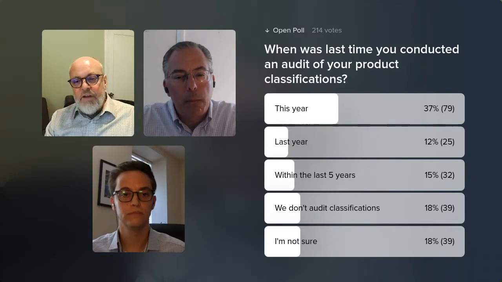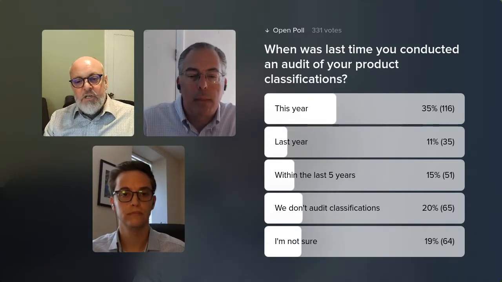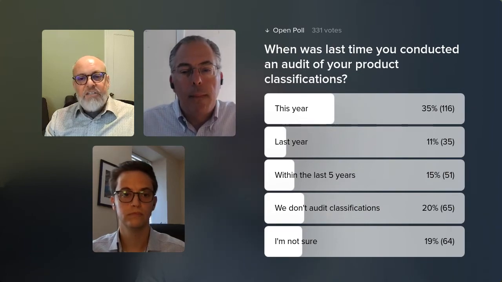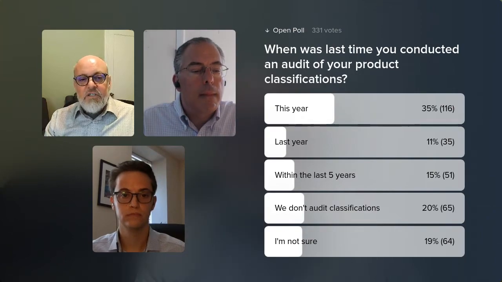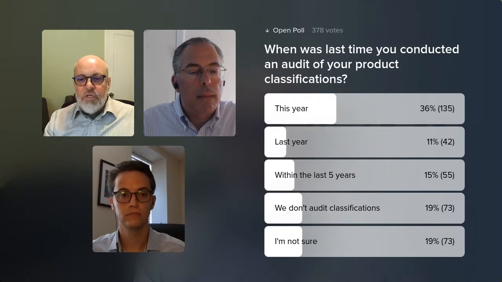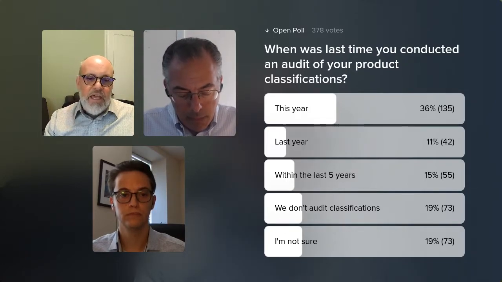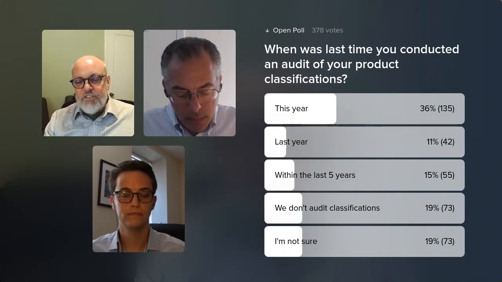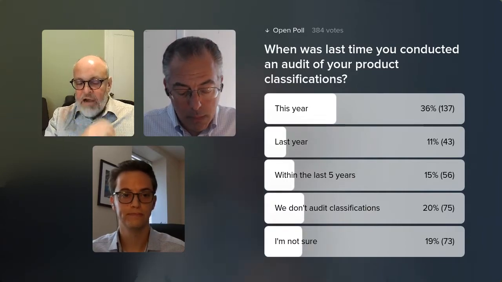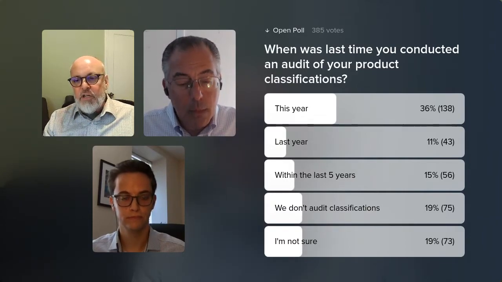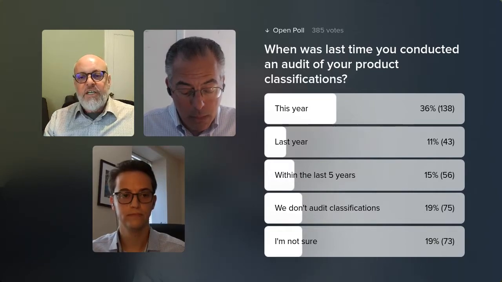Interesting with this poll. I find it very interesting that the numbers are spread out quite a bit. This year, 35%. So a third of you have actually done an audit this year, which I would consider to be an industry best practice, to do an audit of all of your classifications at least once a year. Within the last year is also reasonable. Within the last 5 years, okay, that's good, but we don't audit classifications, or I'm not sure. So if any of you fall into those last couple of buckets, now is a really good time for you to think about doing a complete audit of your HTS product classifications.